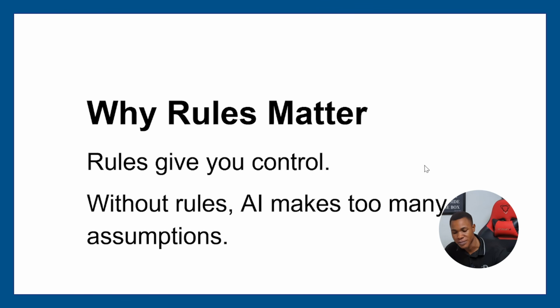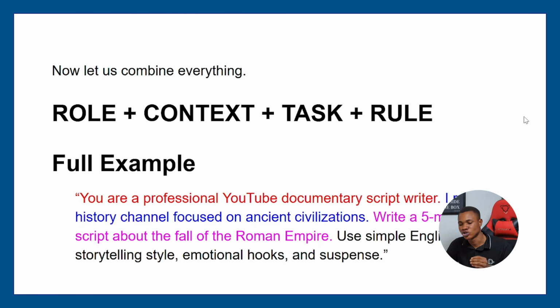Why do rules matter? Because rules give you control. Without rules, AI makes a lot of assumptions. AI makes assumptions when you don't give it rules. Imagine you want a speech to be emotional, right? AI can write it to be technical, or very broad, and it does not follow. You can write it as if you are posting it on the internet like a blog post, right? But rules control it.